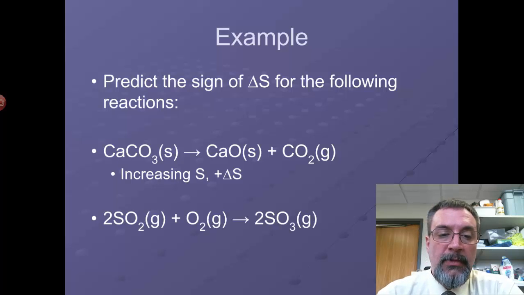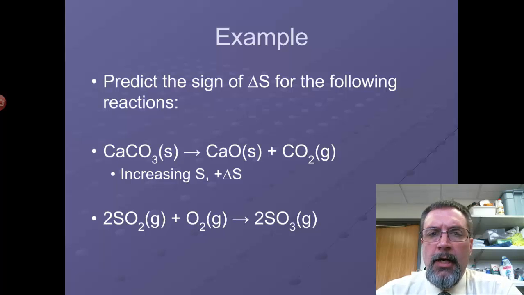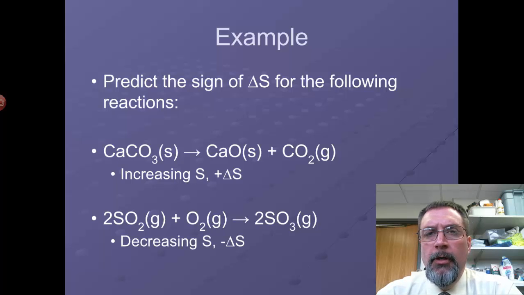How about this one? 2SO2 gas plus O2 gas goes to 2SO3 gas. Look at the moles of gas on one side and the moles of gas on the other. We should be decreasing disorder because we're producing fewer particles. It means fewer positions.